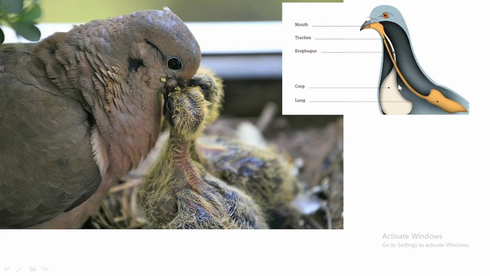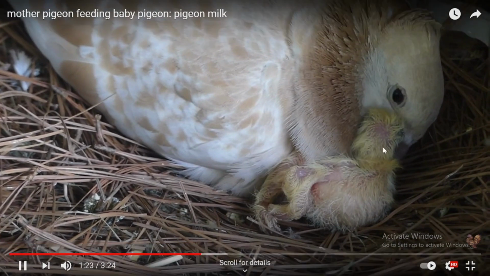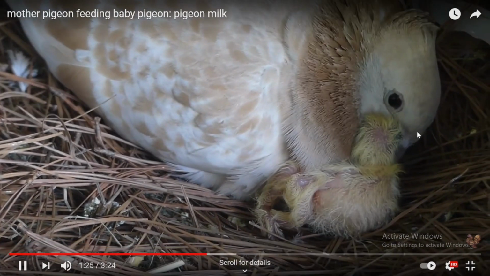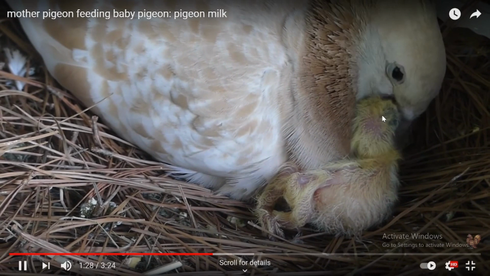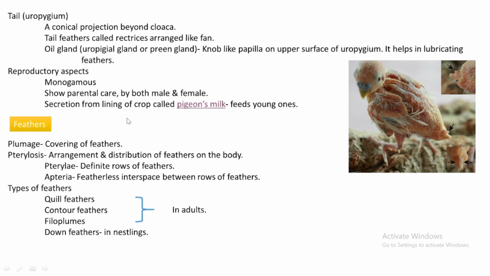Then the pigeon needs to feed that young one. How? It prompts its young one to insert its beak into the mother's beak and to suck that milk oozing out from the crop. That's the way of feeding. I will show you one video also of how the mother pigeon nurses its young one. Okay, here you can see that the young one is inserting its beak into the mother's beak, and it's sucking that milk oozing out from the crop. Okay, that's about that video, and I think it's very clear to you.